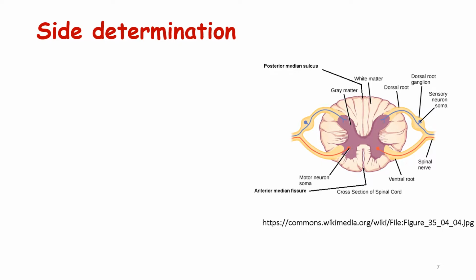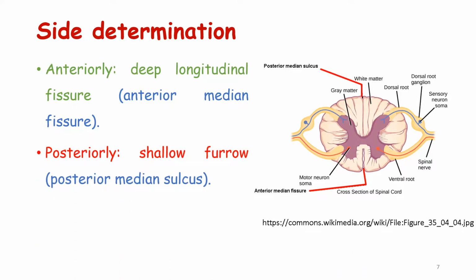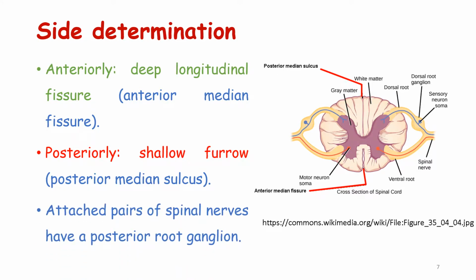The cord possesses a deep longitudinal fissure called the anterior median fissure in the midline anteriorly, and a shallow furrow called the posterior median sulcus on the posterior surface. Along the entire length of the spinal cord are attached 31 pairs of spinal nerves. Each posterior nerve root possesses a posterior root ganglion.